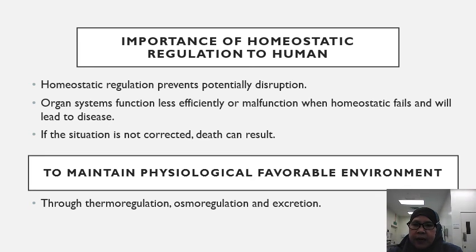So that's why it is very important to know that several organs or systems work together to maintain homeostasis. For example, if one of your systems shuts down, the rest of the systems will follow. So you have to be careful about homeostasis in our body. To maintain a physiologically favorable environment, there are three important conditions: thermoregulation, osmoregulation, as well as excretion.